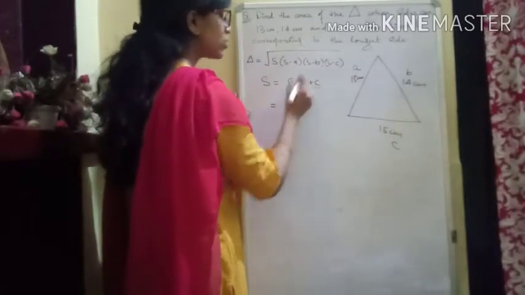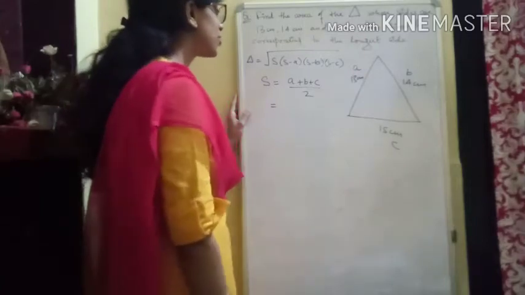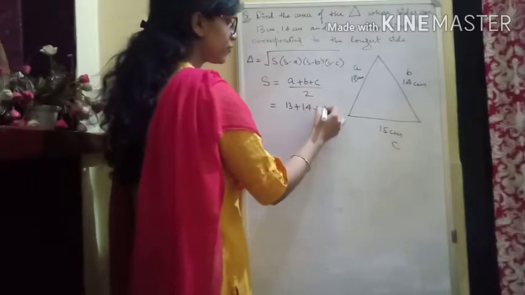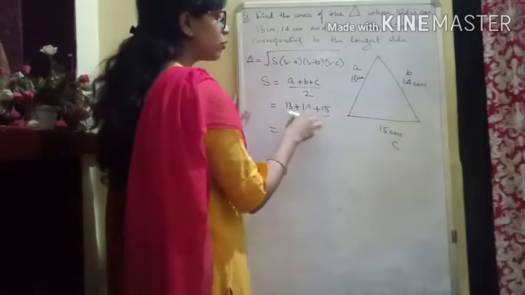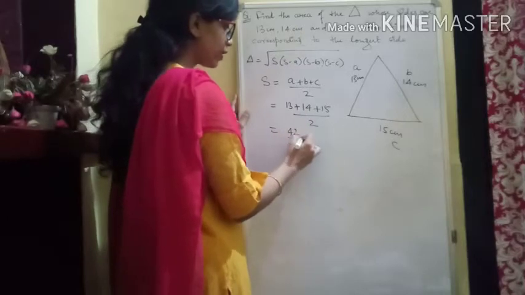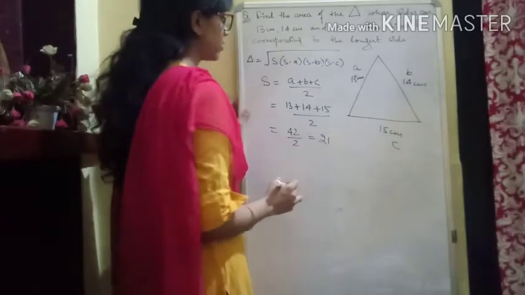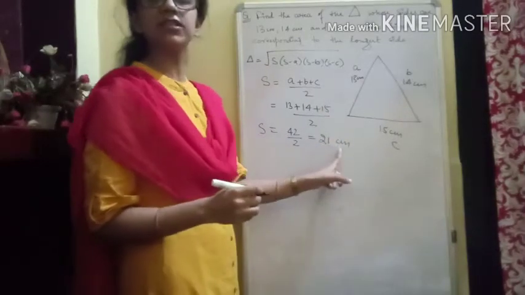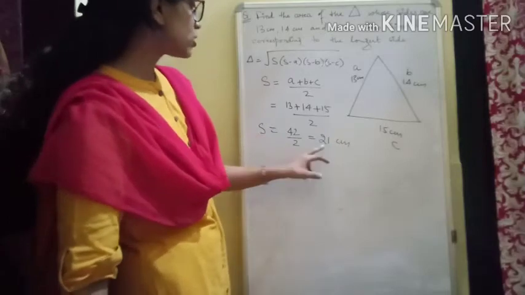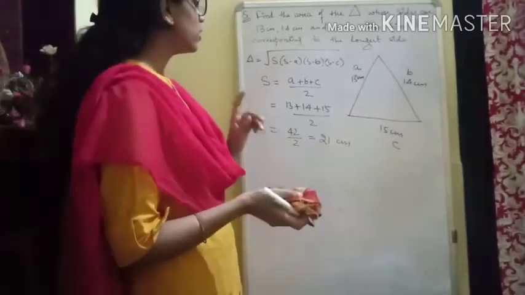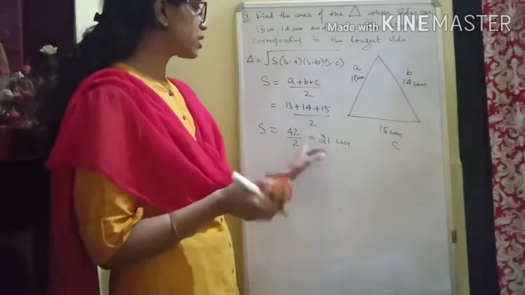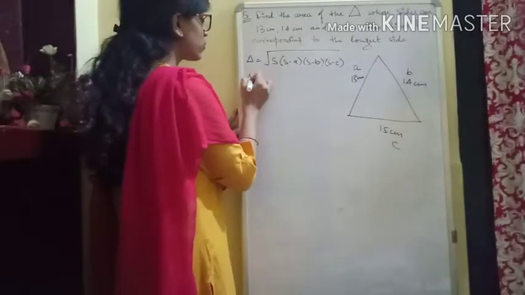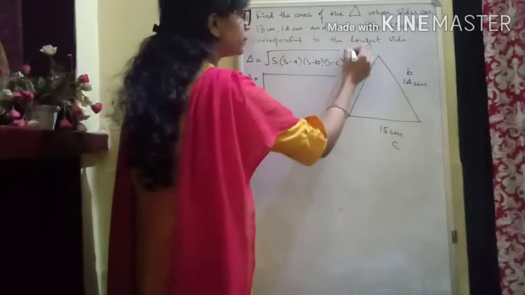What's our a? That is 13. b is 14. c is 15, divided by 2. When you add them all, that will give you 42 divided by 2, and this will give you 21. So your semi-perimeter is coming 21, and since it is a perimeter, it will be centimeter only. So your semi-perimeter is coming 21. Now let us calculate the area. Remember, semi-perimeter is 21. Let us put the values now here. To calculate area, the formula is simple.